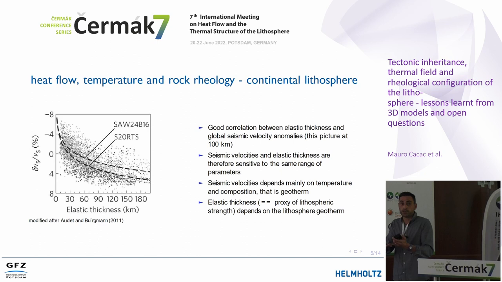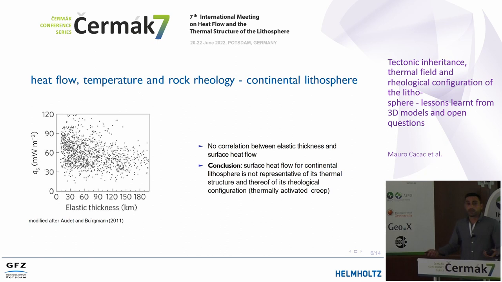So the conclusion that you derive from here is that even the elastic thickness, the proxy for the lithospheric strength, should also depend on the geotherm. Then you do the same exercise, same paper. What they do is cross-plot elastic thickness and heat flow, and there's no correlation. Then what this paper concludes is that for continents, heat flow may not be representative of the thermal configuration of the lithosphere, of the plate, and therefore we cannot use that as a proxy for the rheological configuration. That's what we are interested in.